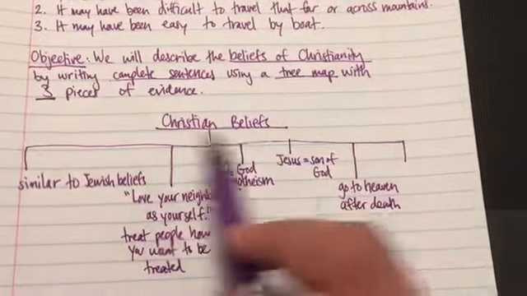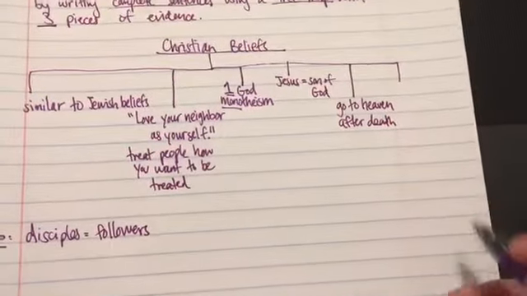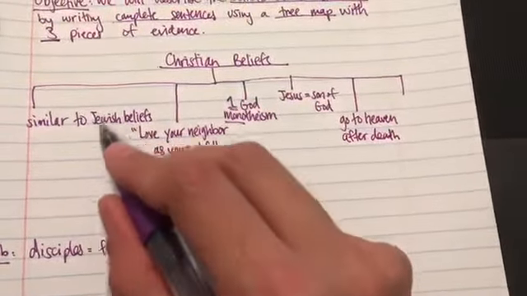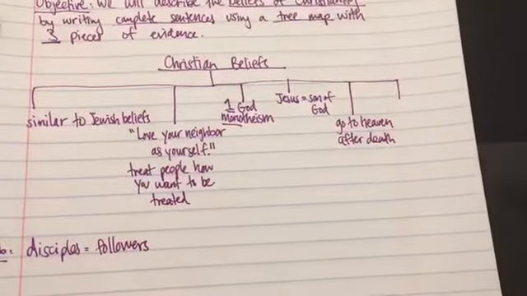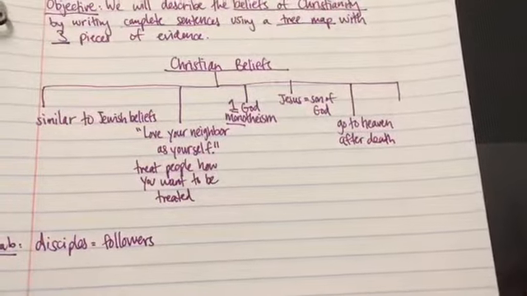If you need more space in your tree map, you can feel free to go down to the next lines and write it down here as well, or to do what I did and make sure you're doing some up and some below to give yourself more space. You could even go to another page and add another tree map to a different page.